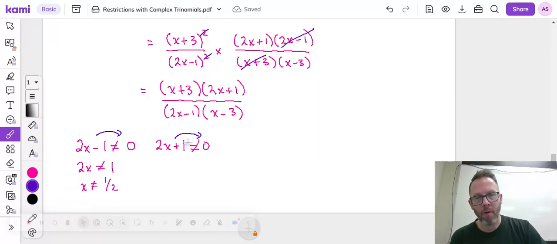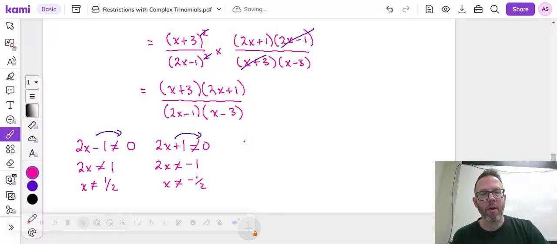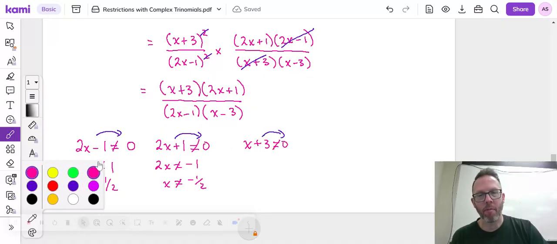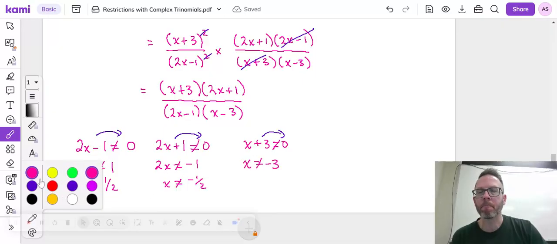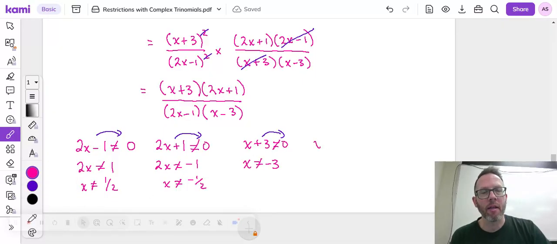You bring over the 1, it becomes negative, and then you divide by 2. You get a second restriction: x can't be negative 1 over 2. The next few you should be comfortable with from earlier classes. Bring over the plus 3, it becomes negative. x can't be negative 3 from that bracket. And then finally, x minus 3 can't be equal to 0.